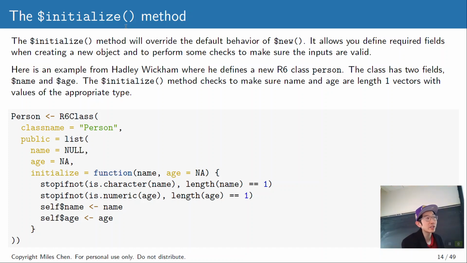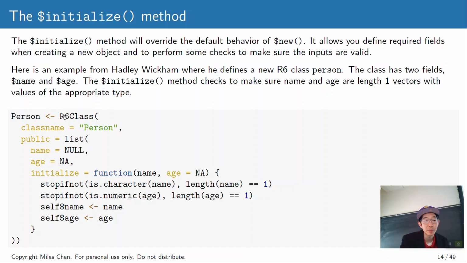Otherwise, $new is just going to create a new instance without accepting any kind of new information. You're basically taking that class object and creating a new instance of it, and you have to set it here. Okay, so I've taken this example straight from Hadley Wickham's book, and so he defines a class person. Okay, a person class object.